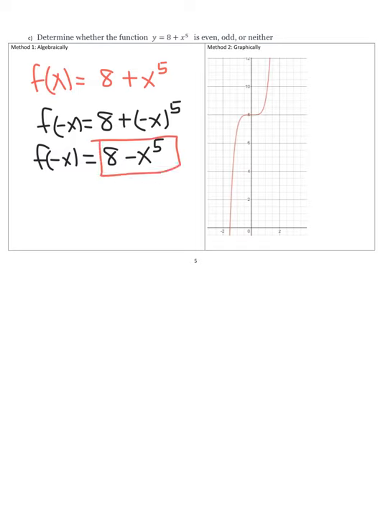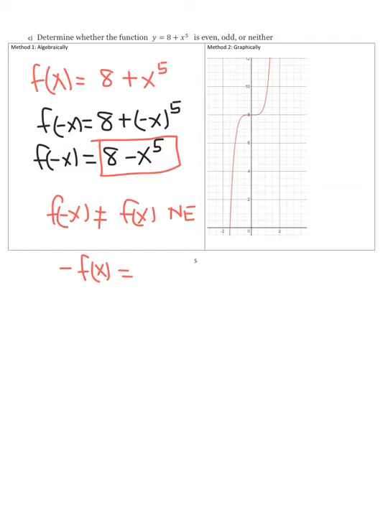Let me save that. And I check it's not the same as the original, so I'm going to write here f of x. F of negative x is not the same as f of x. So what can I conclude from that? It's not even. So let me check whether it is odd. How do I check odd? To check whether it is odd, I'm going to do negative f of x and check whether it will be the same as what I just obtained up here.